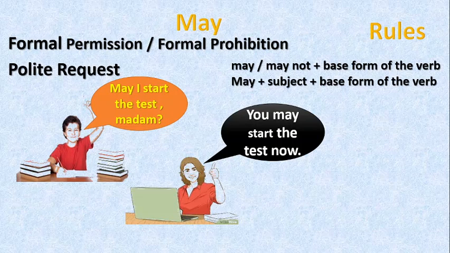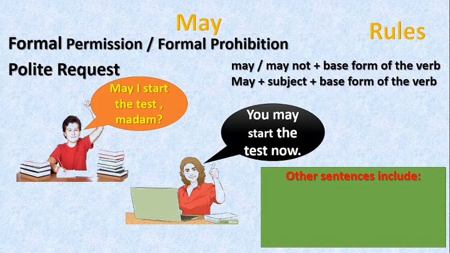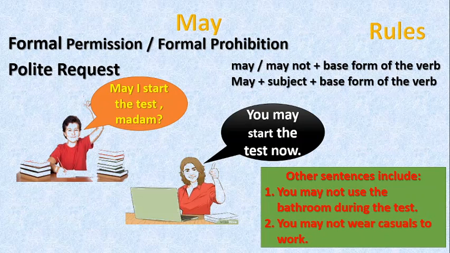We have other examples I need to give you. Look at this one. The woman that has granted permission to write the test wants to give another prohibition. You may not use the bathroom during the test. You see the prohibition there? Official prohibition. Let's take another example. You may not wear casuals to work. A manager is talking to his subordinate. Do not wear casuals to work.